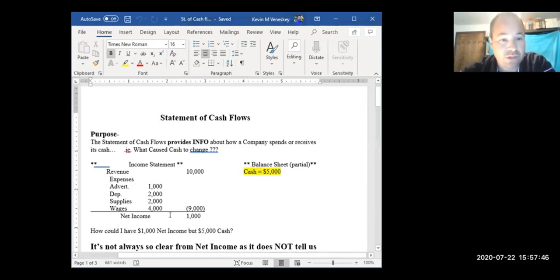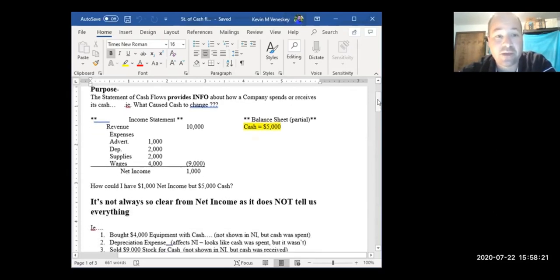So that's what I put up here just to give us a brief little visualization. What if the company had revenues of 10,000 and then you add up all of their expenses for the year and it's 9,000, and you would say, oh, well, they have net income of 1,000. So therefore, if they brought in $10,000 and paid out $9,000, they should have $1,000 cash. But if we looked at the balance sheet, it says, no, they have $5,000 cash. Well, why is there a difference? And that's what the statement of cash flows is going to tell us. It's going to show us where all of our cash is spent. We can see where cash could possibly be spent and where it's probably coming in the most.